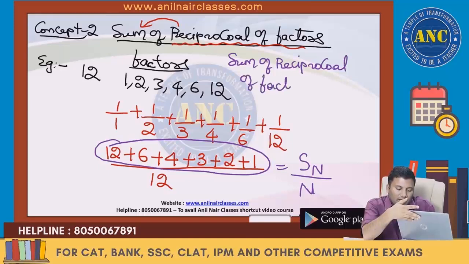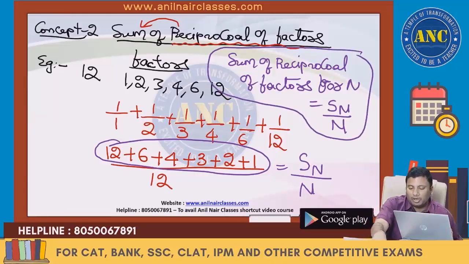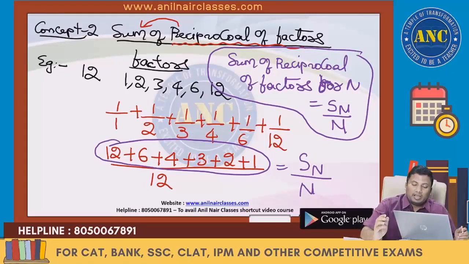Sum of the reciprocal of the factors for n is given by Sn by n. Please make a note of it. The sum of the reciprocal of the factors is nothing but the sum of the factors divided by the number itself.